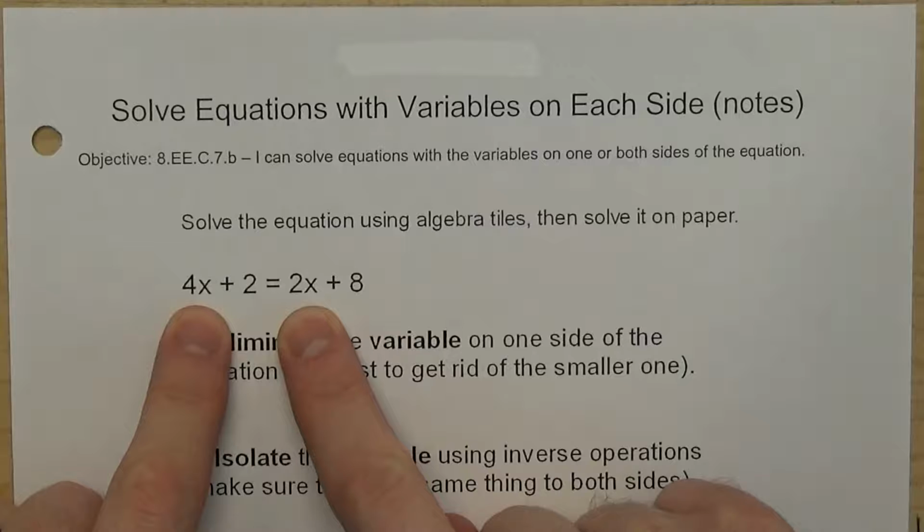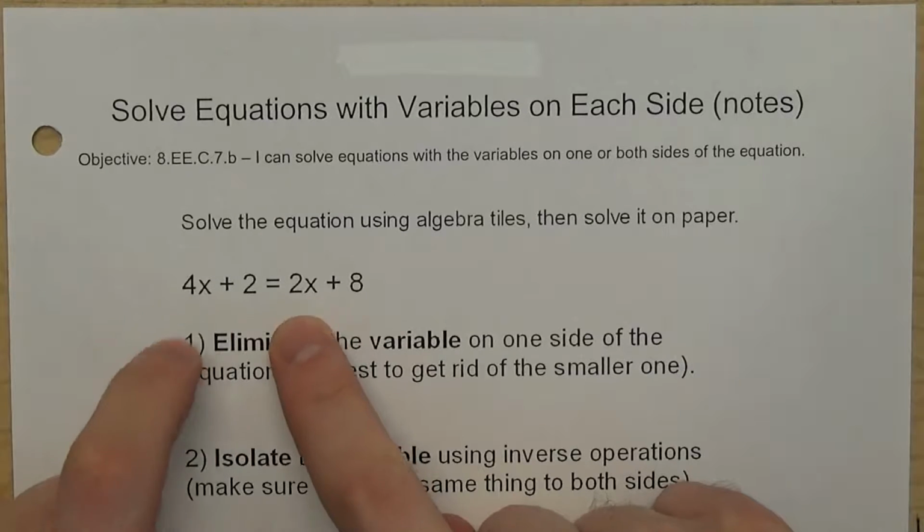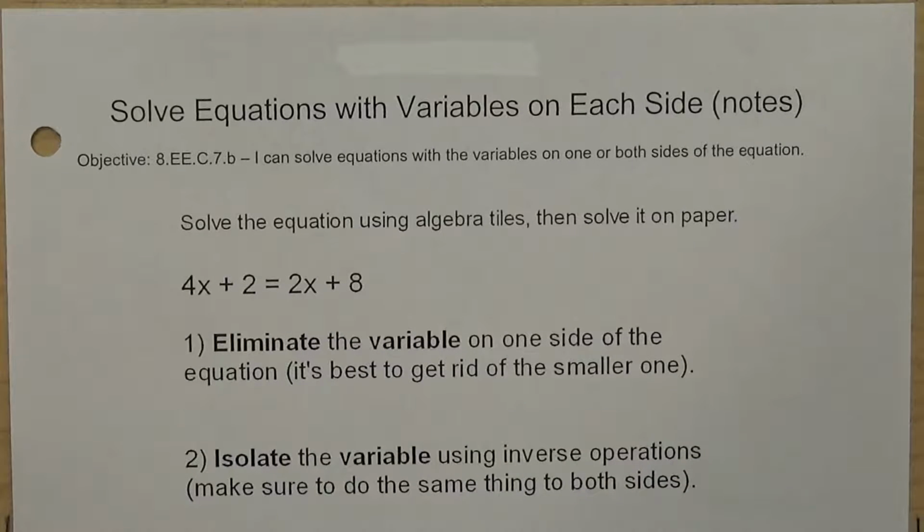Remember, the goal of solving an equation is to get x by itself on one side of the equation so we can see what it equals. But when you have x on both sides like this, you can't get x by itself on just one side. So step number one today is going to be to eliminate the variable on one side of the equation.